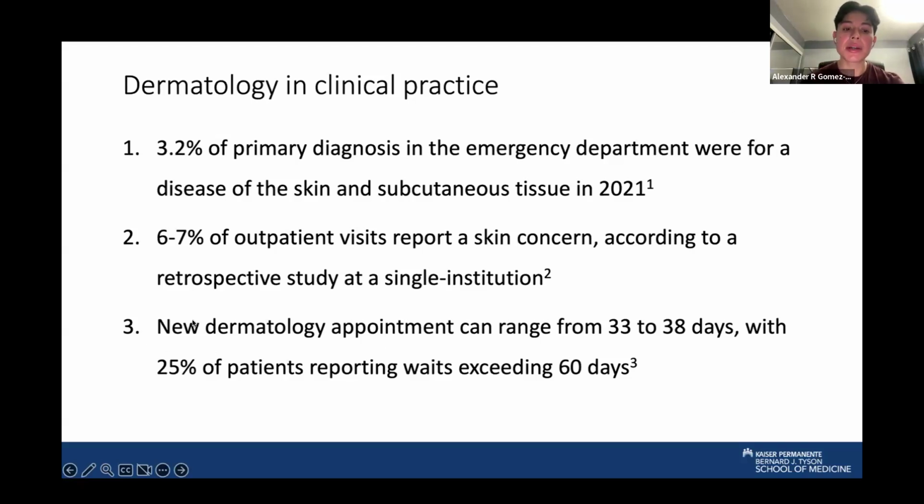There's also an issue here with access to seeing a dermatology provider. So it takes about a month to see a dermatology provider after a referral is placed, and a quarter of patients sometimes report even 2 months. And why is this important, right? So they're seeing a dermatologist, but a lot of what is dermatology is the impact that the skin disease has with the way that the patient engages with their environment.